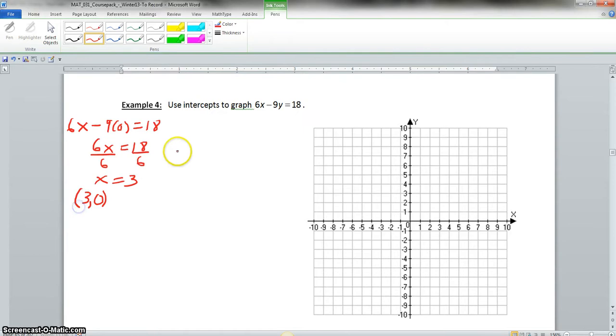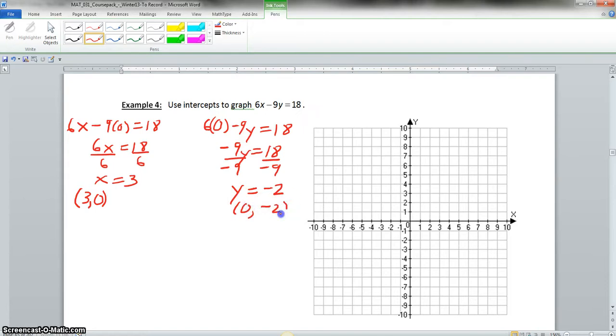Now next, we have to find the y-intercept. So we would take the same equation, but this time we're going to let x equal 0. So we have 6 times 0 minus 9y equals 18. 6 times 0 is 0 minus 9y is a negative 9y equals 18. We divide each side by negative 9, and y is equal to negative 2. So our ordered pair here would be 0, negative 2.